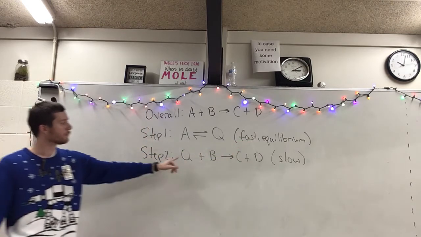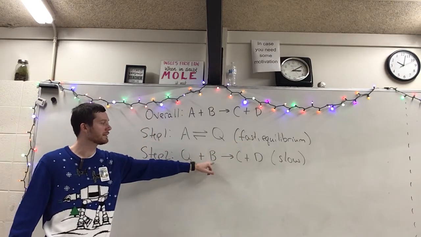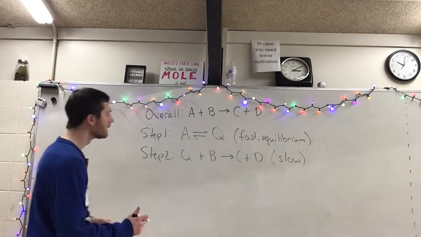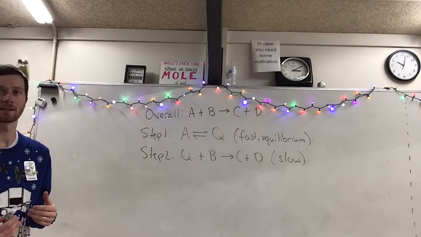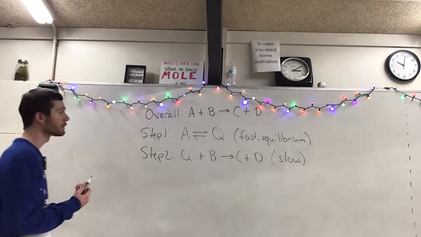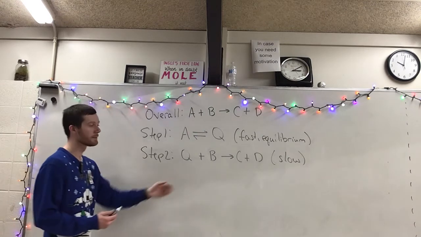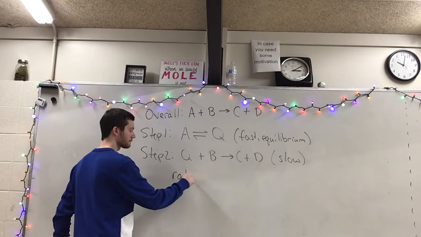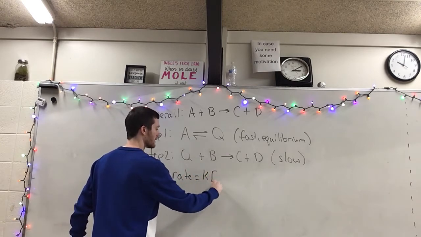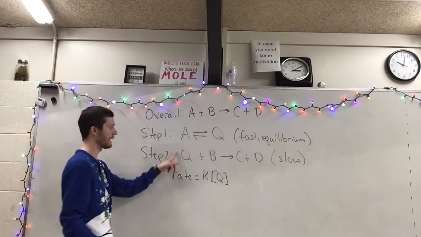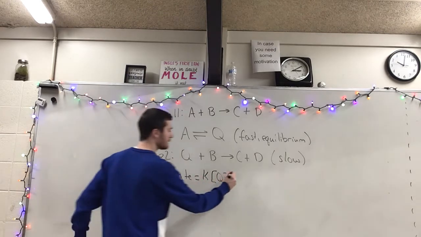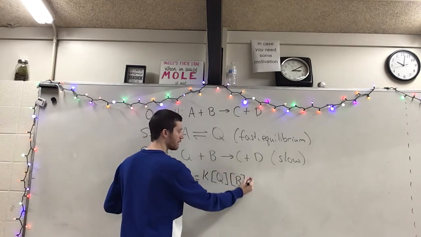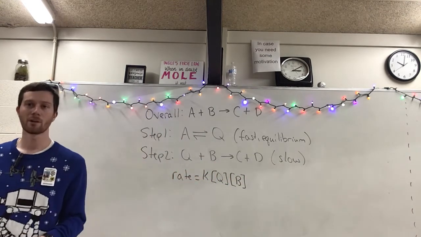Step two, we have that Q reacting with B to make C plus D, and this is our slow step, or our rate determining step. If we were to try and write our rate law based off the slow step of this mechanism, you would write that rate equals K times the concentration of Q to the first power, because it has a coefficient of 1, times the concentration of B, also to the first power, because it has a coefficient of 1, and that would look like your rate law.